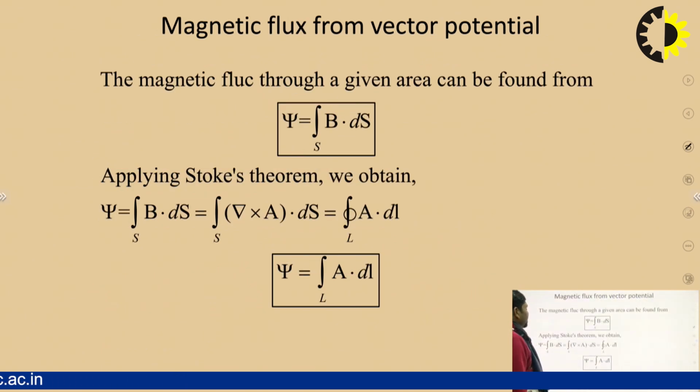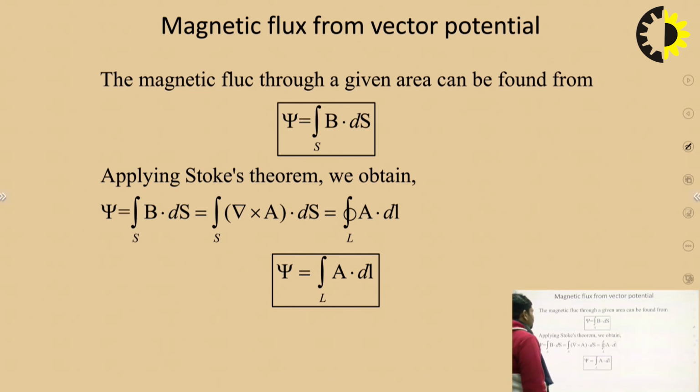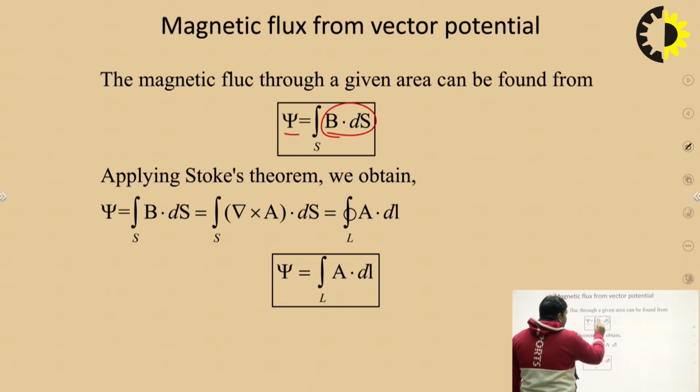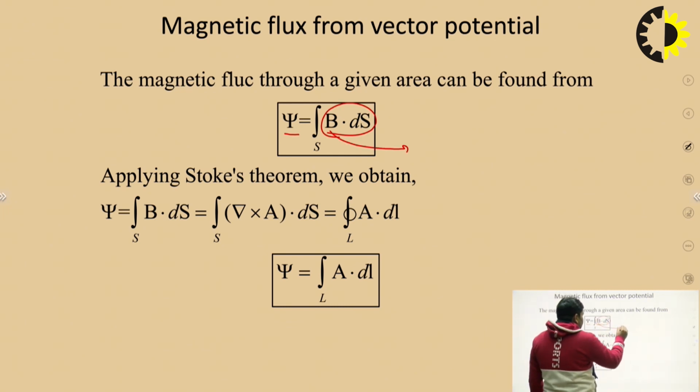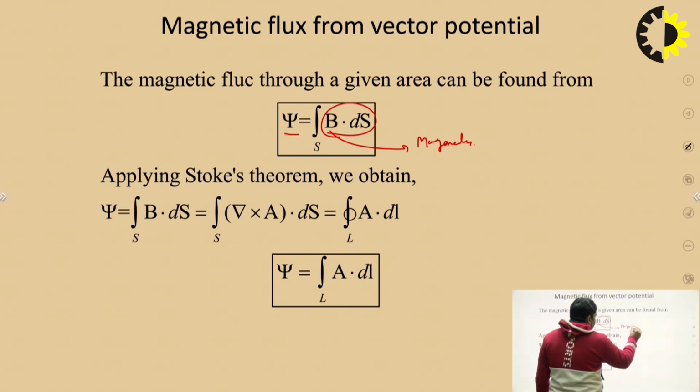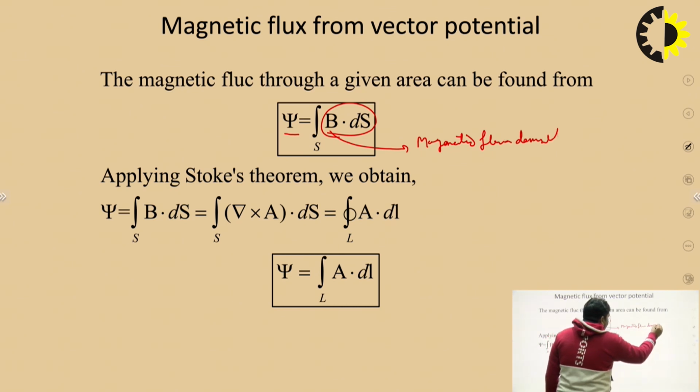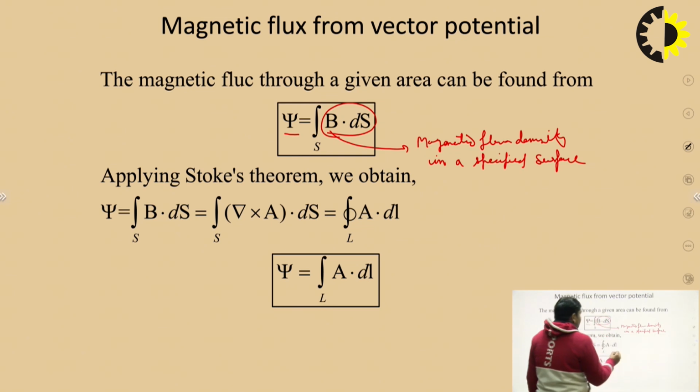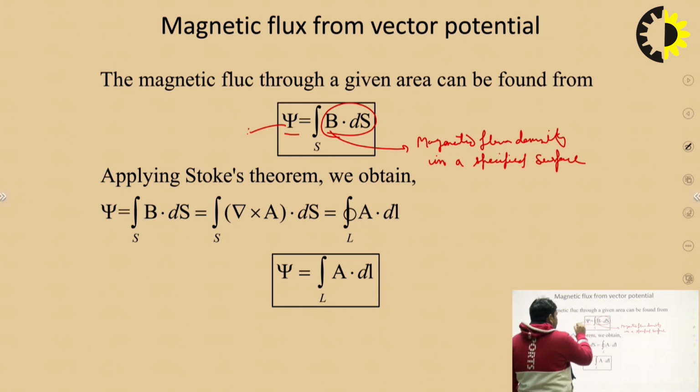And what is the magnetic flux from the vector potential? The magnetic flux is equal to the integral of B dot dS, where B is the magnetic flux density. The magnetic flux density in a specified surface is equal to the total outward flux.